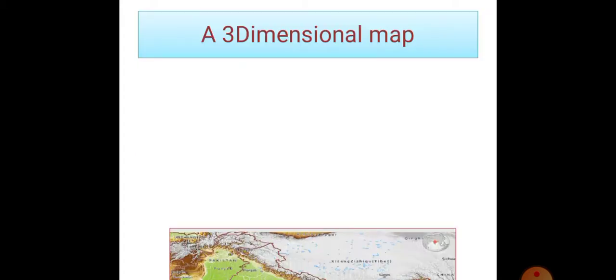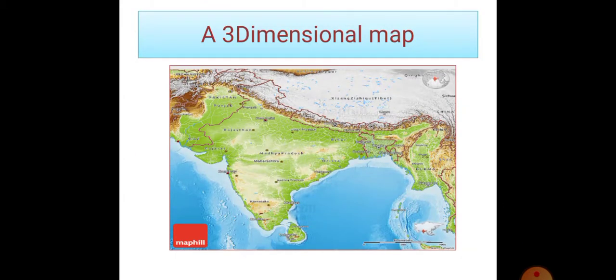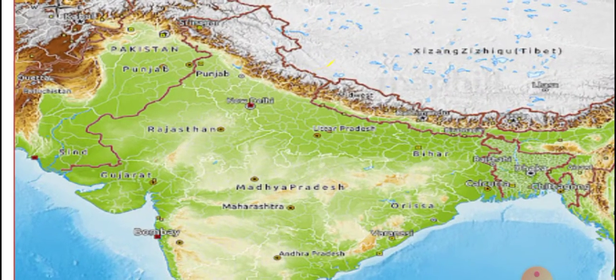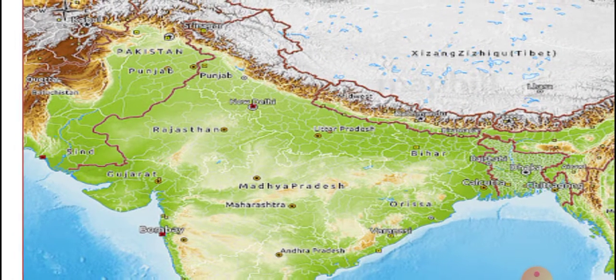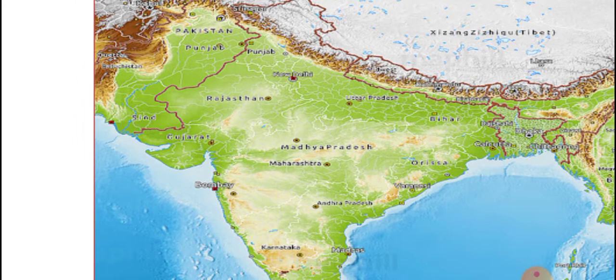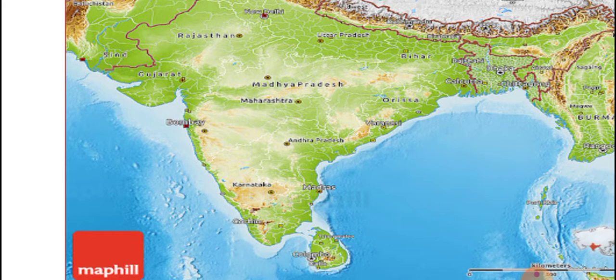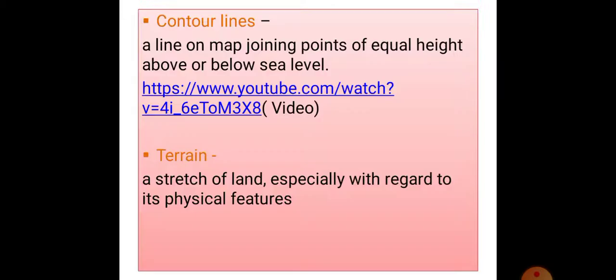Next, let's go. Then this is a 3D dimensional map. This is the one which I have shared the link for. It shows you all the different parts of India, the locations, etc.